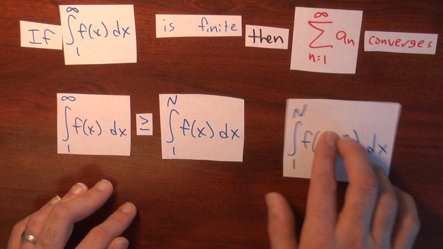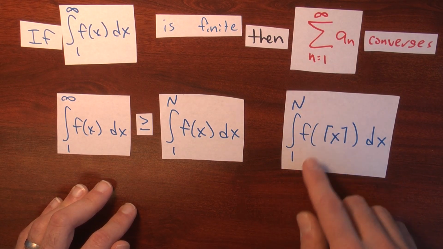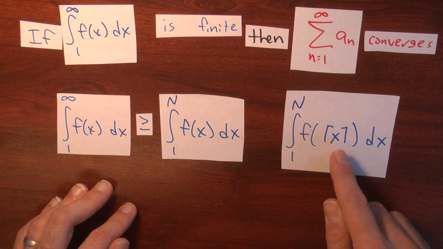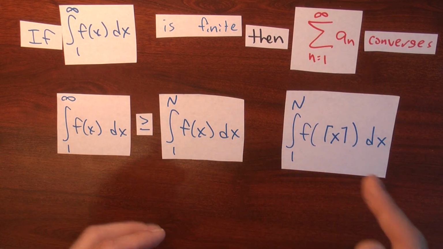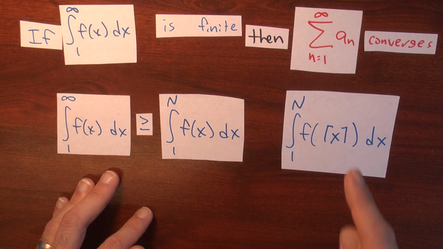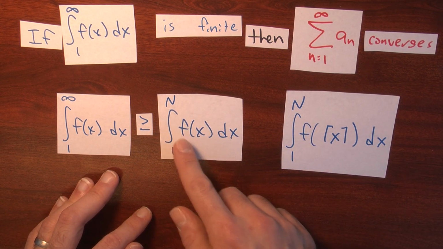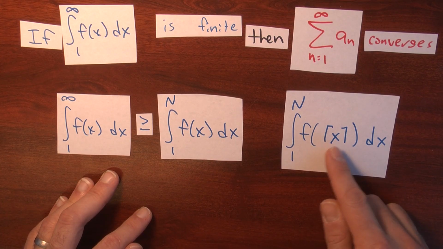Now I'm going to relate that integral to this integral, the integral from 1 to big N of f of the ceiling of x. Now remember what the ceiling is. The ceiling is the smallest integer bigger than or equal to x. So how does f of x relate to f of the ceiling of x?